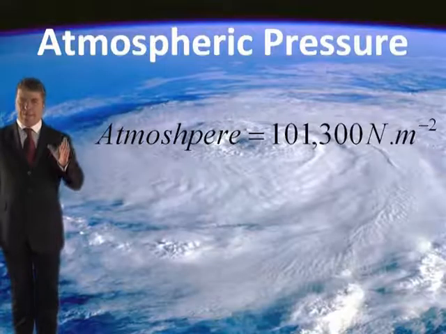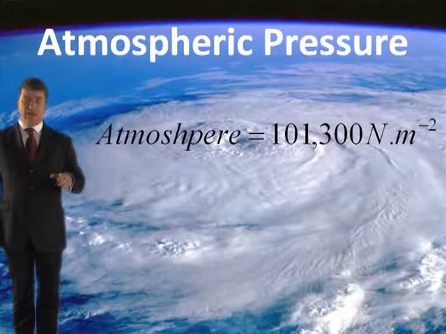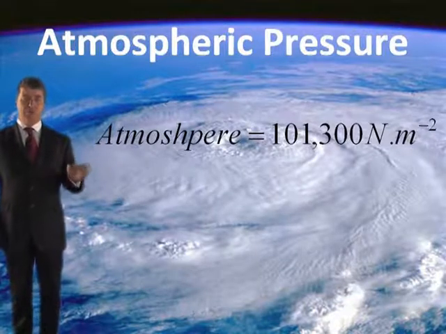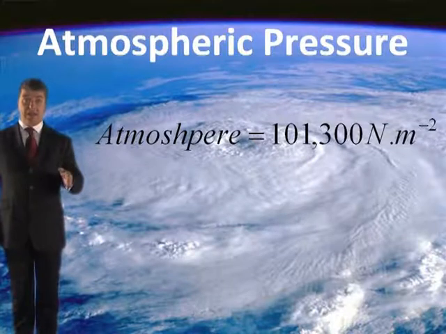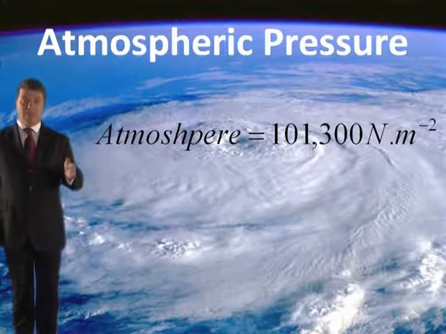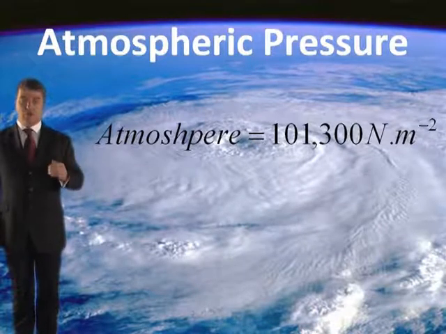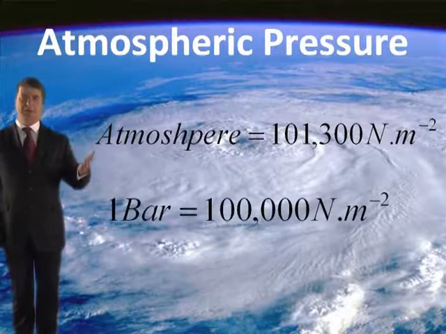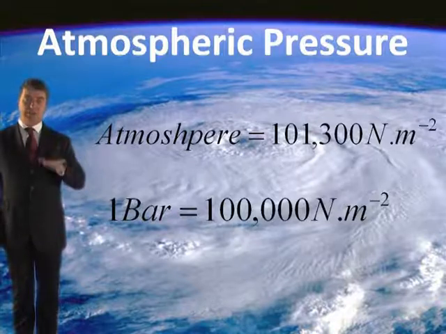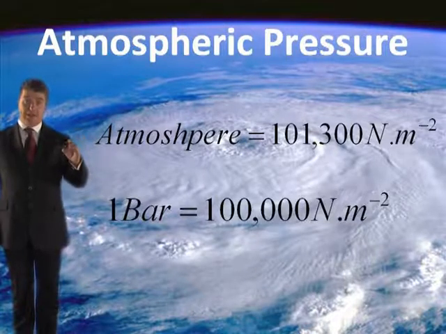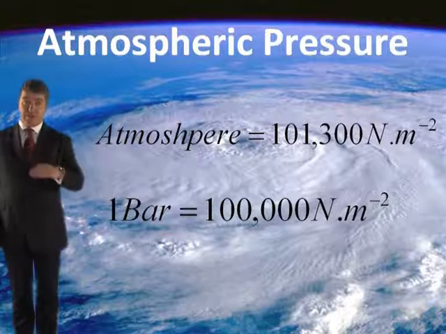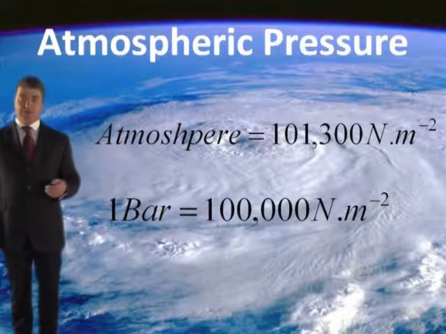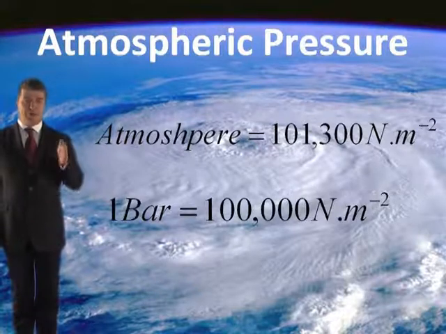Now, don't forget when we talk about pressure, at sea level, atmospheric pressure is 101,300 pascals, which is Newtons per metre squared. So that's the SI unit for pressure, pascals or Newtons per metre squared. A bar, because we work in bars in the fire brigade, is 100,000 pascals. So 1 atmosphere is 101,300 at sea level, and 1 bar is 100,000. So that's the principle of head and pressure.